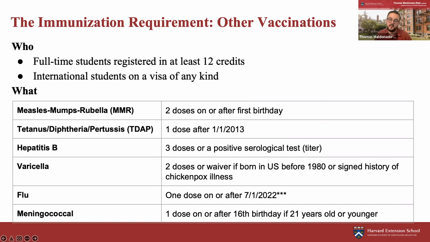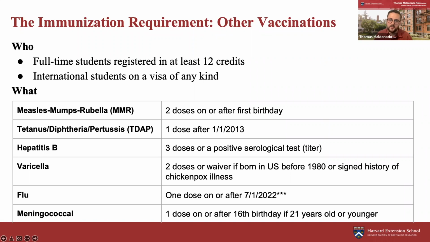And then finally, the meningococcal vaccine. This is only required for students that are 21 years of age or younger, and they must have received at least 1 dose after the age of 16, which is a unique requirement in the state of Massachusetts law.